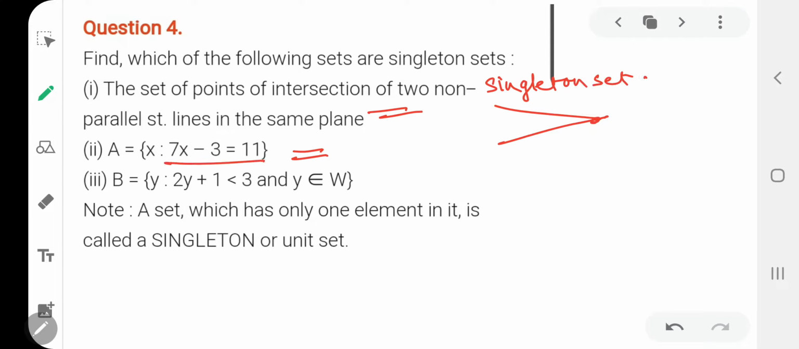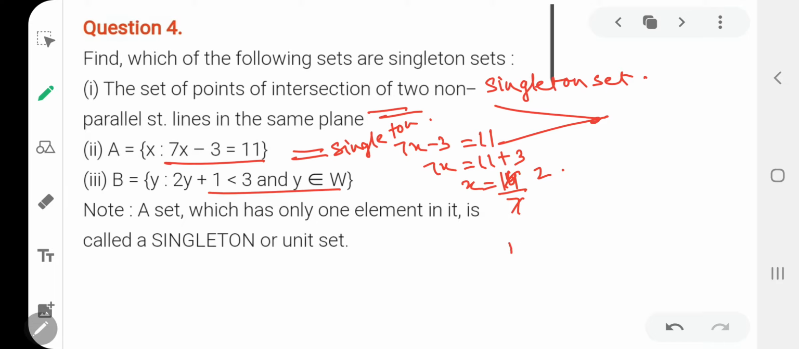Next you have 7x minus 3 is equal to 11. My dear kids, you have to solve this equation. And the value of x you will get as 2. So you're getting a single element, single value. So you will write singleton.